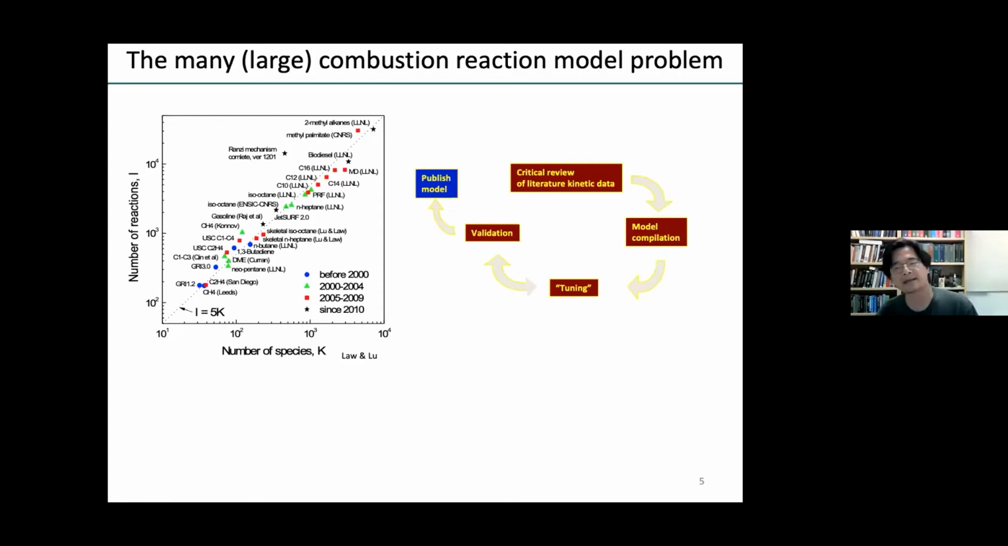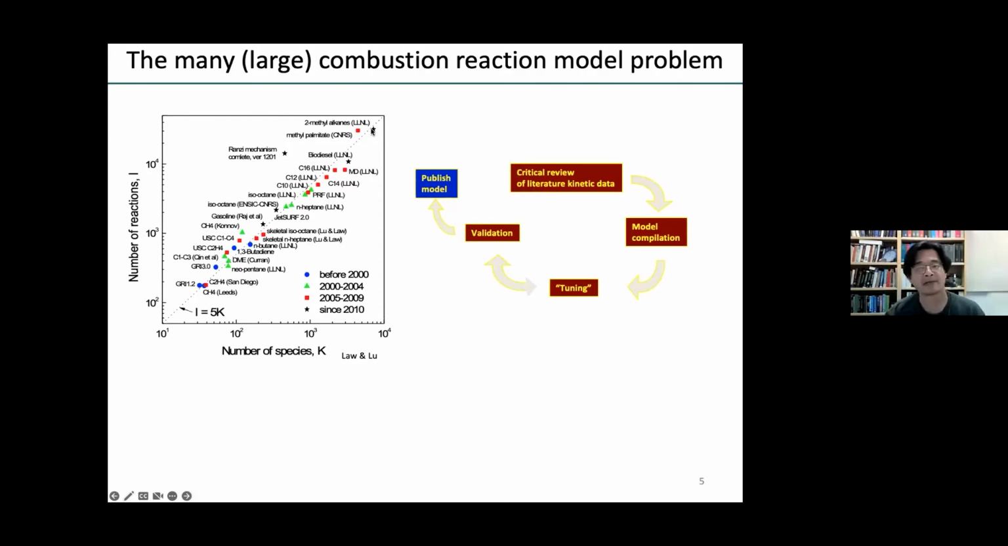Now, the other issue that we're facing in this community is, if you ask me how those reaction mechanisms were compiled, tested, and published, typically we do a critical review of literature kinetic data.